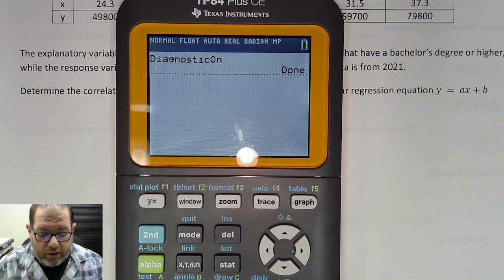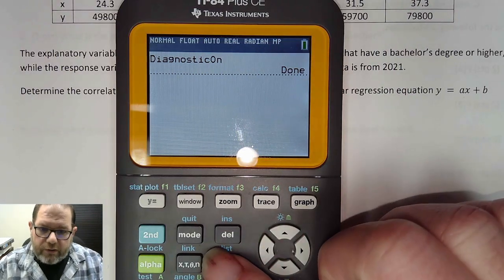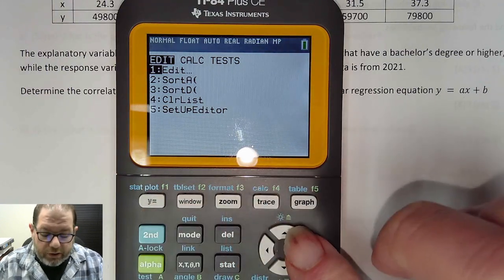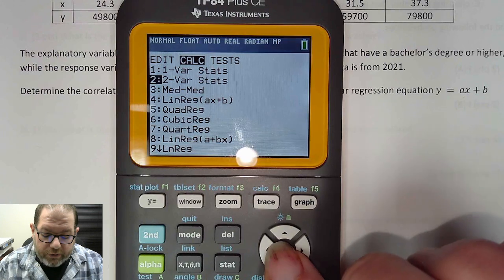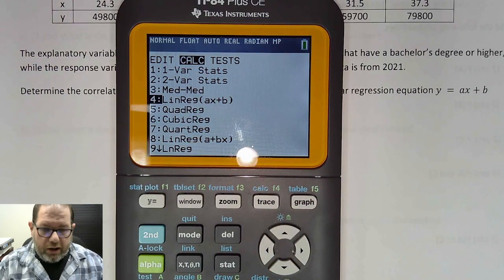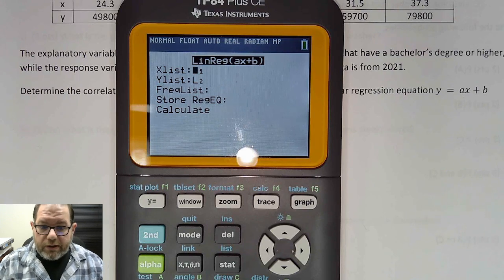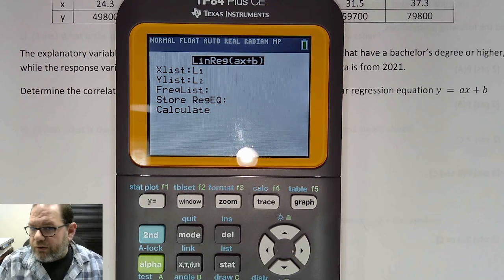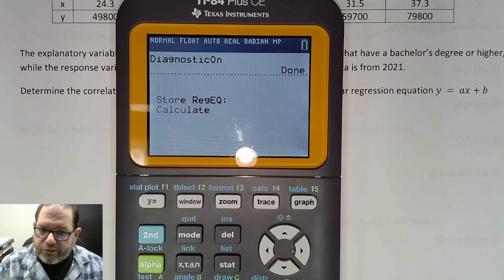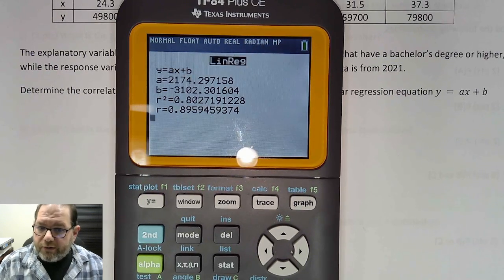coefficient r. But now, if we go back to stat, edit was where we entered the data, and now we arrow right to calc, and we want LinReg(ax+b). That's our linear regression. And not only does it give us a and b, it's also going to give us our correlation coefficient r since we turned on that diagnostic setting. So X list is L1, Y list is L2. Keep arrowing down to calculate, and now we see our results.